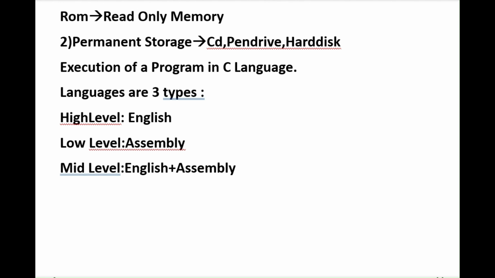High level: the language which can understand English is known as high level language. The language which understands only assembly language is known as low level. The language which can understand both English and assembly is known as mid level. High level languages, for example Java. Java can understand only English, we should write the code only in English. Low level, and in our C, the specialty of our C language is it can understand both English and assembly.